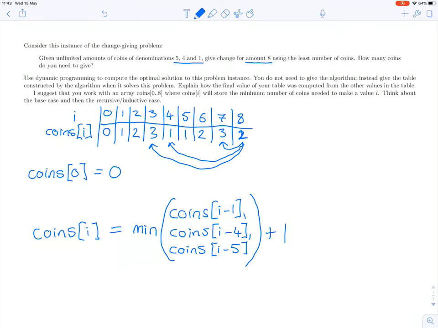Okay, so we've solved the final problem, which was how do I give a change of 8, but notice that we've also solved all of the smaller problems, so all i's less than 8 as well. And notice that we did this bottom up, and we were using memoization to store the partial solutions in the table, so we never replicated any work. Any problem that we solved, we stored the answer to it, and then we reused it when we needed it again.